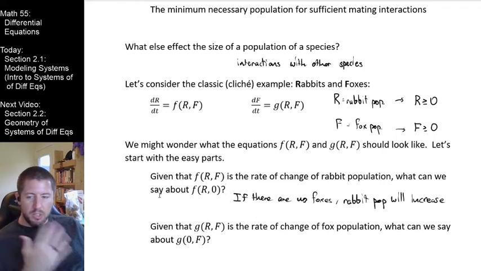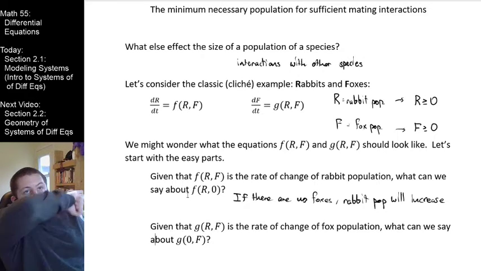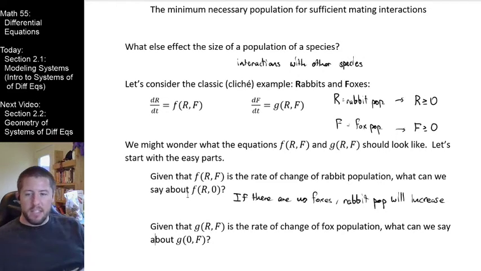Now, on the other hand, over here, our partner statement, since we're talking about a system of two equations, we're going to have two questions that we're always going to ask every time. Given that g of r,f is the rate of change of fox population over time, what can we say about g of 0,f? So this is saying, if there are no rabbits, what will happen over time to the population of foxes? And again, we're considering here that this is in a sense a closed system. This is certainly an artificial example, like all of our examples are. It's just a model.